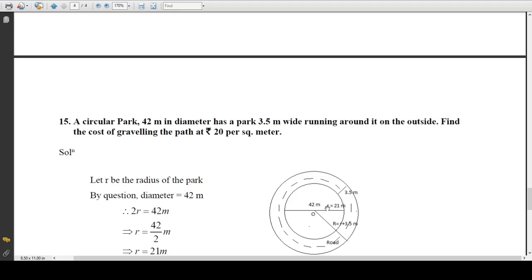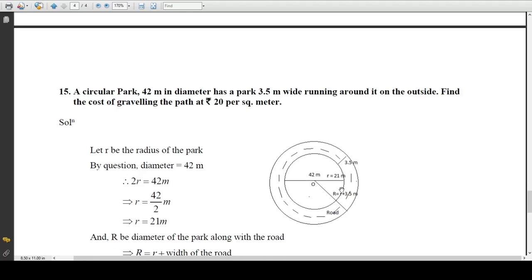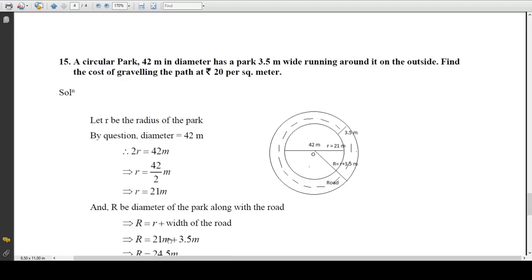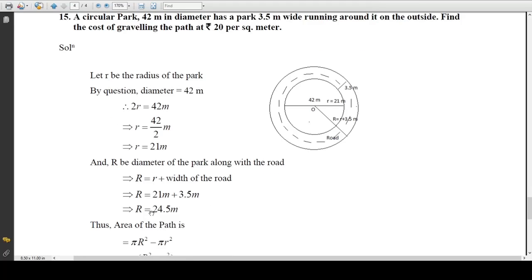Here this circular park has 42 meter as diameter. Now what will be the radius? Radius will be half of that, that is half of 42, which is 21 meter. Now what will be the outer radius? Outer radius will be inner radius plus the width of the road. The width of the road is 3.5 plus 21 meter, it is 24.5 is the outer radius.